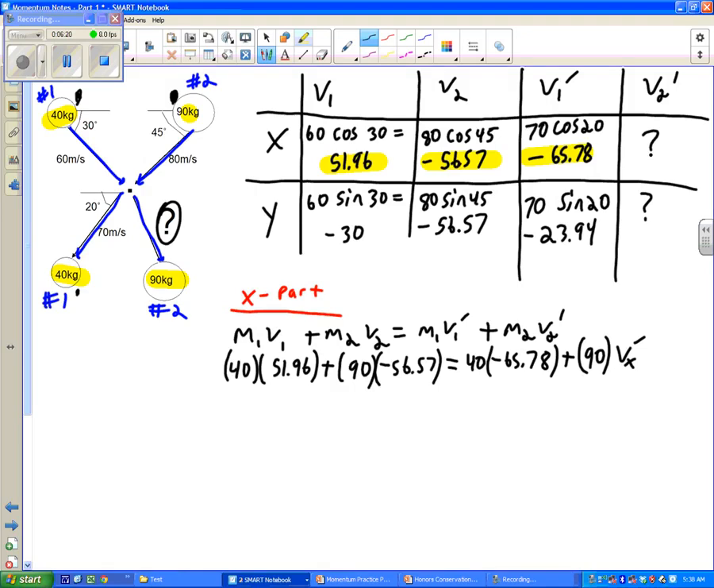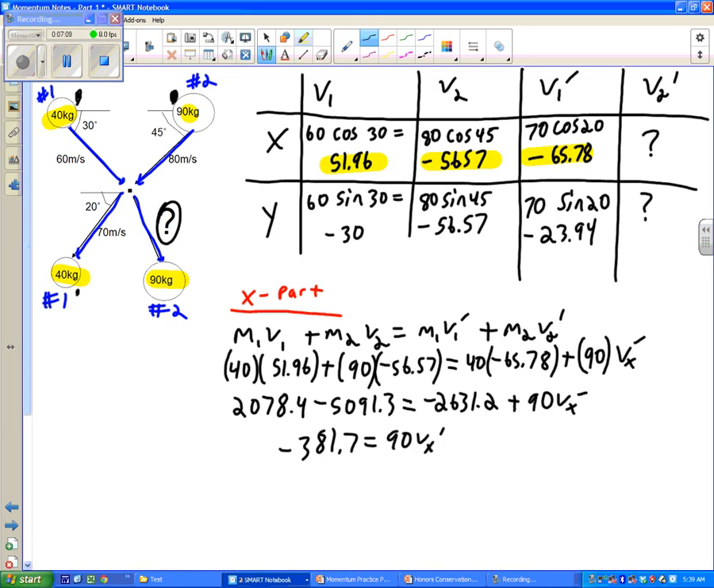And so now it just comes into a plug and chug. Actually, we already plugged, we just got to chug. And we're basically going to get 2078.4 minus 5091.3 equals negative 2631.2 plus 90 Vx prime. I'm going to subtract, and I'm also going to add that 2631.2 from the right side, and I'm going to get negative 381.7 equals 90 Vx prime. So I get my Vx prime equal to negative 4.24. Great. That is my answer for the velocity in the x direction.